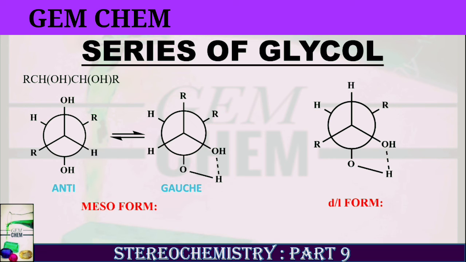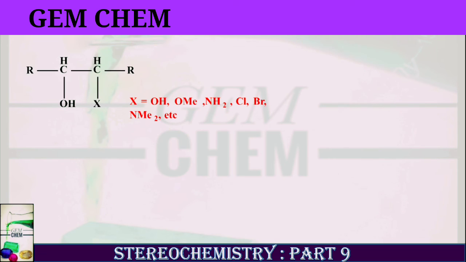Now if we consider some more types of these compounds, with a general structure like this, for all X being OH, OMe, NH2, Cl, Br, NMe2, these will all undergo intramolecular hydrogen bonding. In all these cases, the active form, that is the DL form, will be more stable than the meso form. So this was today's discussion.